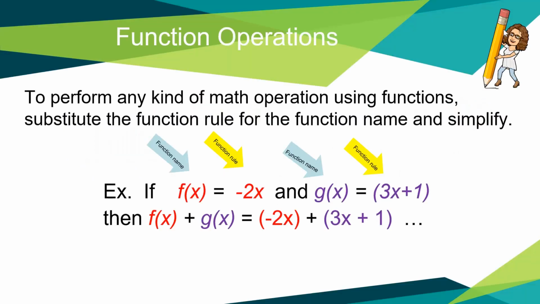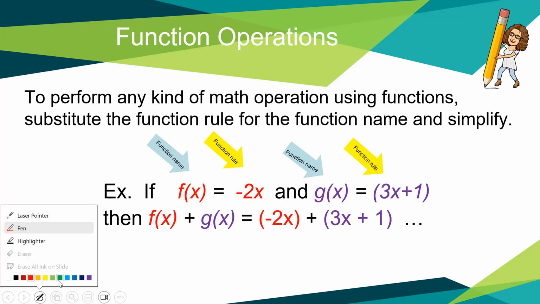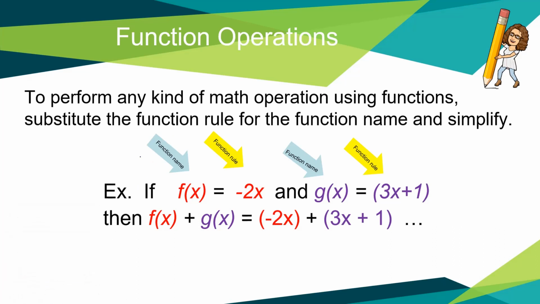So, function operations. You've done these before. Bear with me. To perform any kind of function operation using functions, you substitute the function rule for the function name, and then you simply simplify. So as you can see on our problem here, we have a function name, f of x, and its rule, or its value, is negative 2x. So whenever I see f of x, I know that its value is negative 2x. G of x is another function name, and its rule is 3x plus 1.